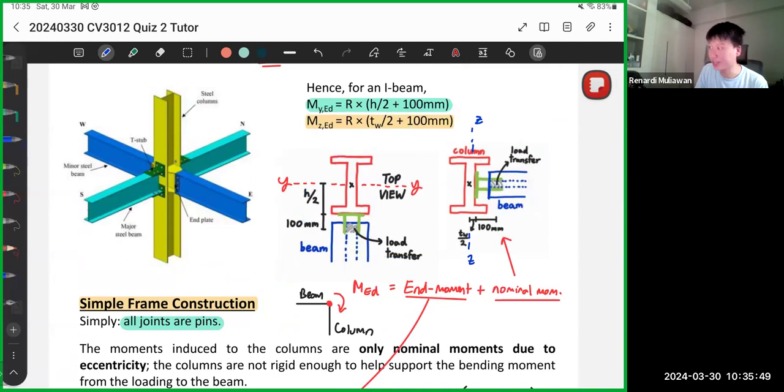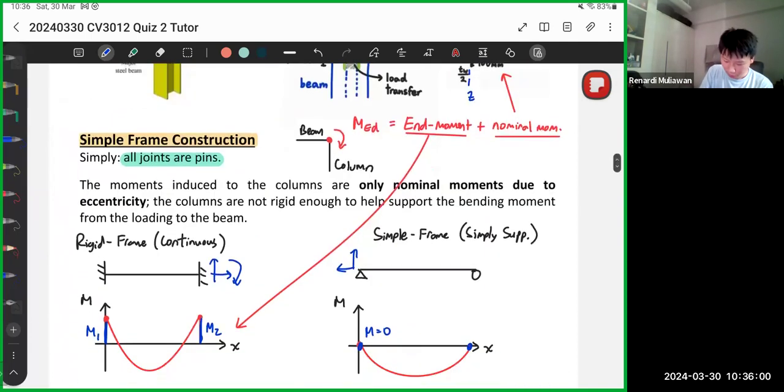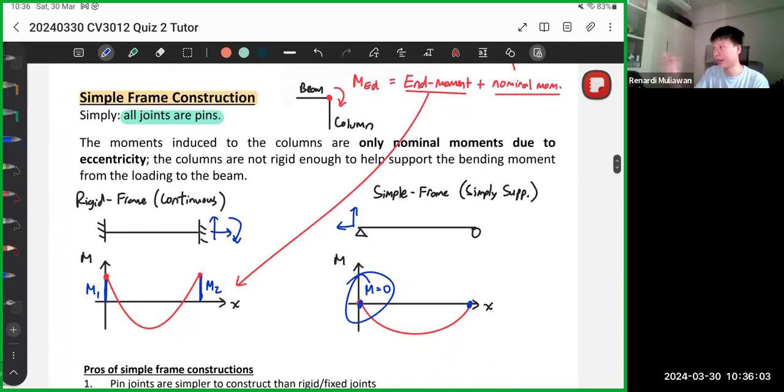So just take note that this MYED and MZED doesn't come from the BMD, because for simple frame constructions, we assume the BMD at the edge of the beams, the end of the beams, the moment is 0. So the moment just comes from the eccentricity. So I'll just put here eccentricity. This one is from BMD.